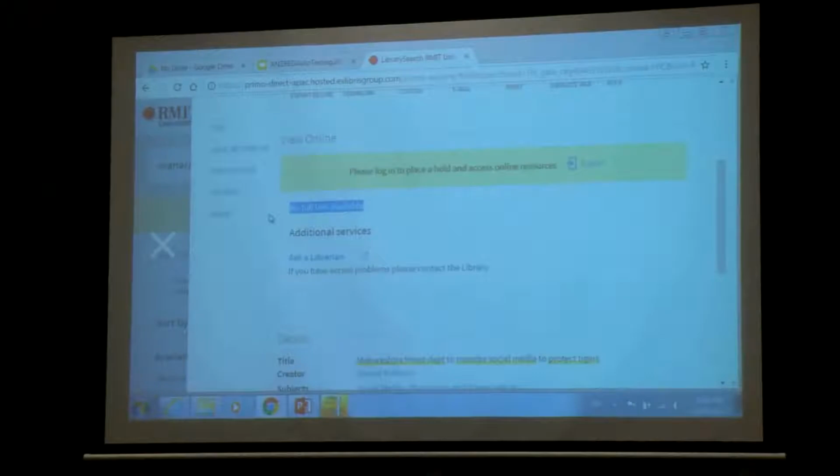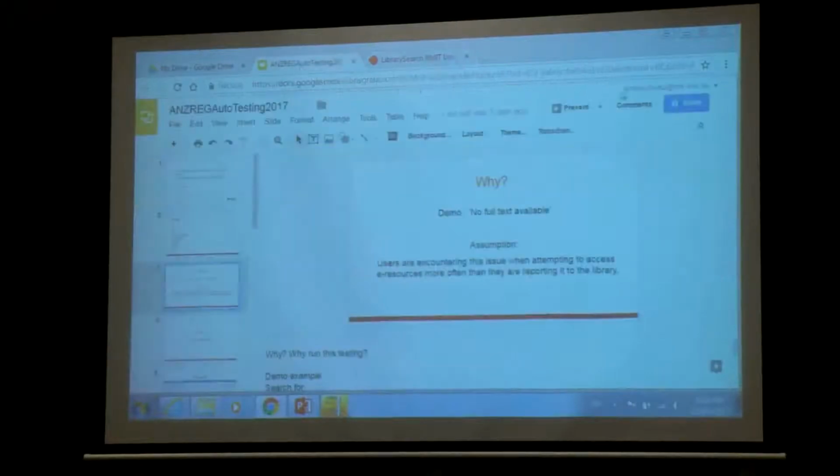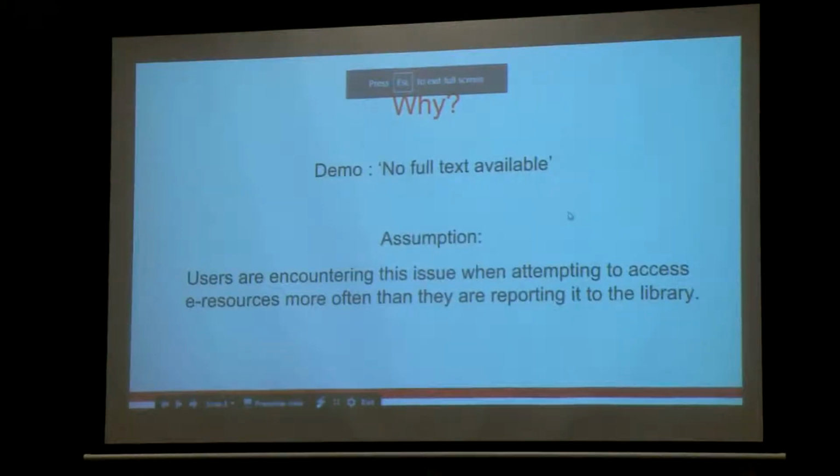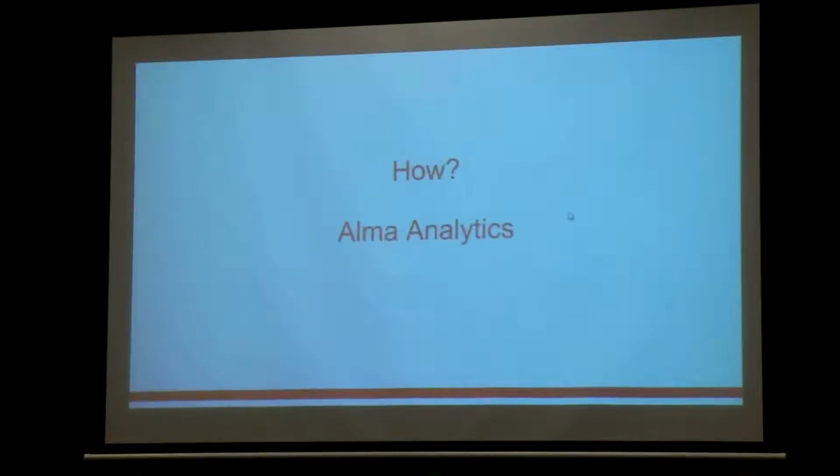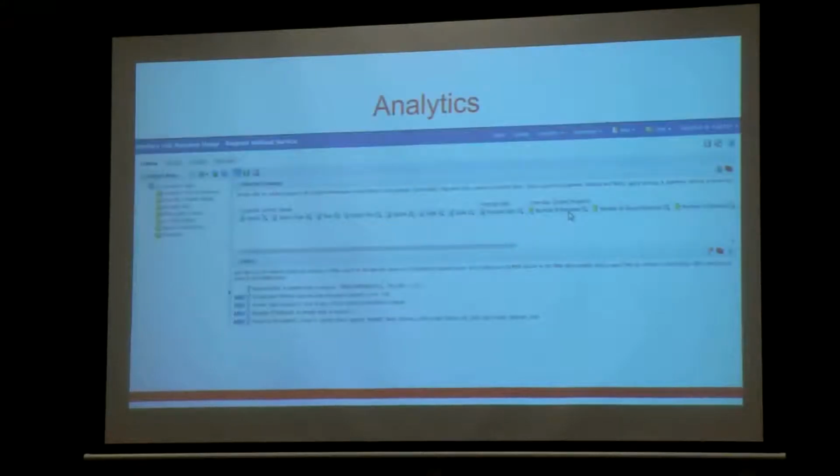So if I jump back to my slides, the assumption is that users are encountering this issue when attempting to access our eResources more often than they were reporting it to the library. So I wanted to find a way of finding these problems that the users weren't reporting. So I had a look at Alma Analytics as a way of doing this. And I went to the Link Resolver report. And this is the report that I generate now.